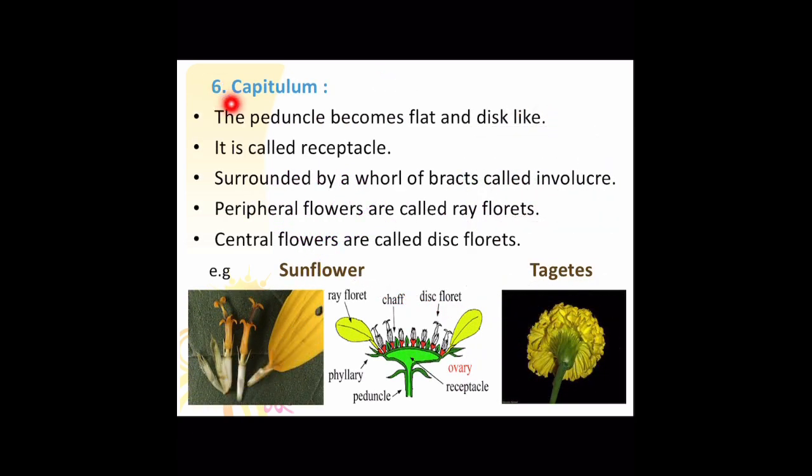Number 6 capitulum. The peduncle becomes flat and disc-like. It is called receptacle, surrounded by a whorl of bracts called involucre. Peripheral flowers are called ray florets. Central flowers are called disc florets. Example sunflower and tagetes.